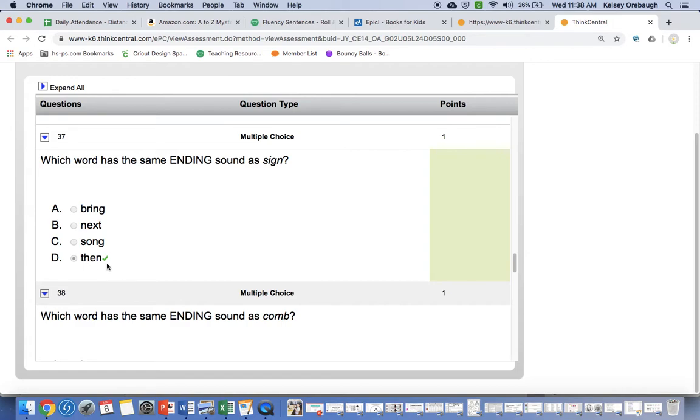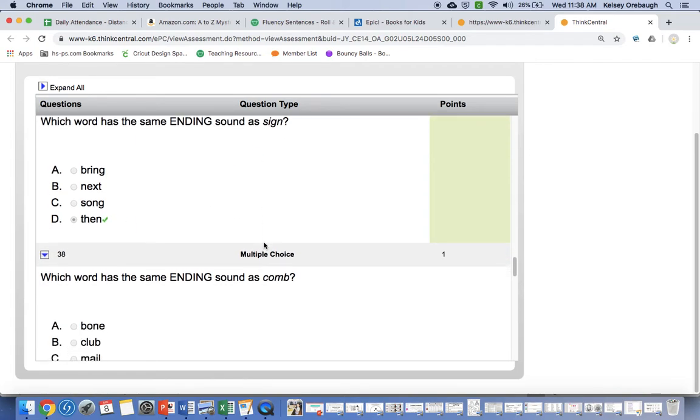And finally, D, then. Then ends in the N sound, just like sign. They both end in the N sound. That is the correct answer.